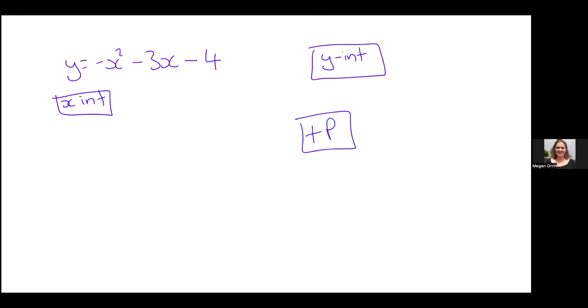And my turning point, my TP. I'm not going to write it out every time. All right, so my x-intercept, let's do that first. How am I finding my x-intercept? Right, making y equal 0.